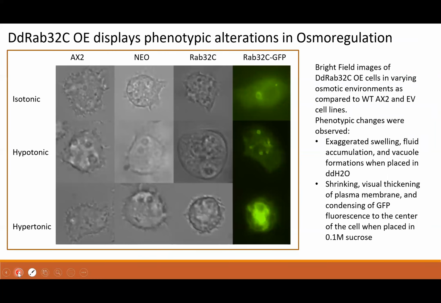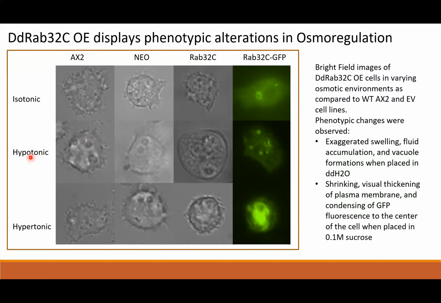Next, I wanted to actually check the osmoregulation. Does the Rab32 overexpressor mutant have differences in osmoregulation during stress conditions? So first I just looked at isotonic, so just regular media, and you can see the AX2, which is our wild type parent strain, Neo, which is our empty vector, GFP only strain, and then the Rab32C overexpressor. They all show similar characteristics. And then when looked at under the fluorescent microscope, you can see that Rab32C is found localized to this area and this area as well, and scattered a little bit throughout the cell.